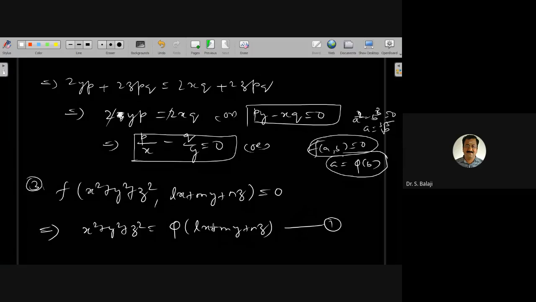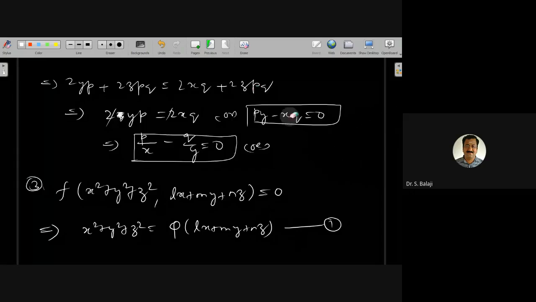Now you have to differentiate this one partially with respect to x and partially with respect to y. You can get some idea like in the previous problem. Now differentiate one partially with respect to x.